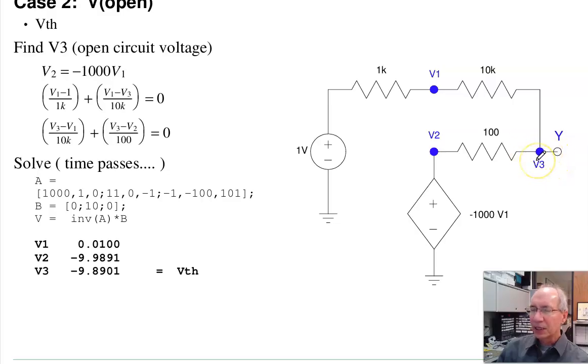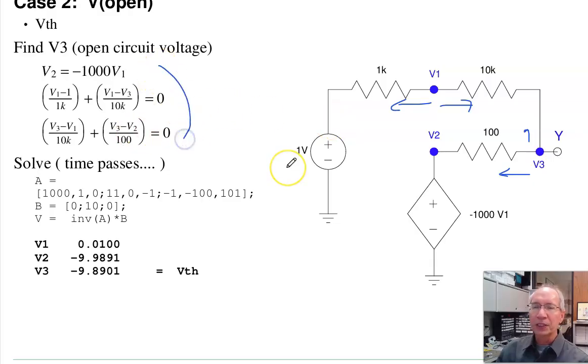To do that, I've got three equations, three unknowns. I know that V2 is minus 1000 V1. I know that at V1, current left is V1 minus 1 over 1K. Current right is V1 minus V3 over 10K equals 0. At Y, current up, V3 minus V1 over 10K. Current left, V3 minus V2 over 100 equals 0.